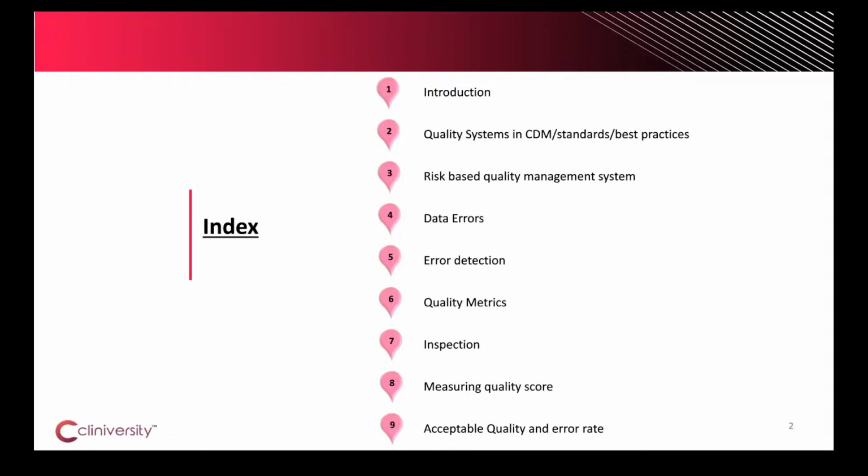We will then understand what the different data errors are, how one should identify those errors, the different kinds of quality metrics, the inspection, understanding of the inspection, measuring the quality score, and finally, understanding the acceptable quality and error rate.